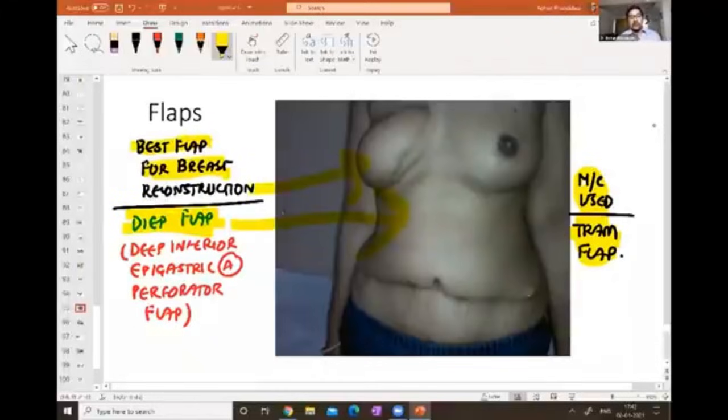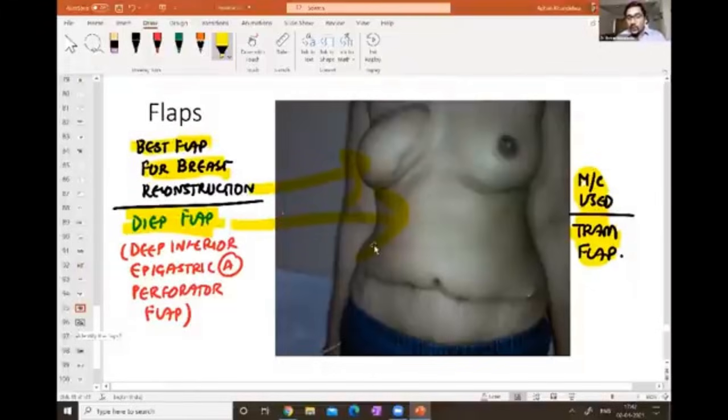Somebody has asked what is the difference between a flap and a graft. Good question. A graft is a piece of tissue which does not have its own blood supply, whereas a flap has its own blood supply. That is the difference.